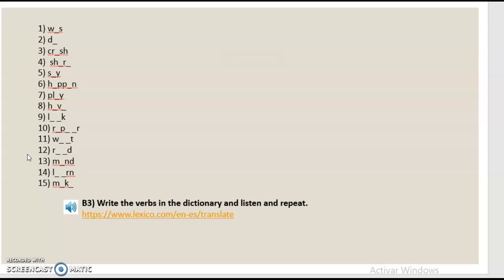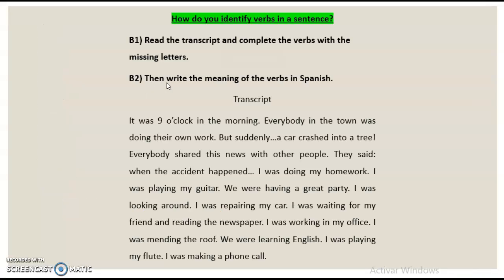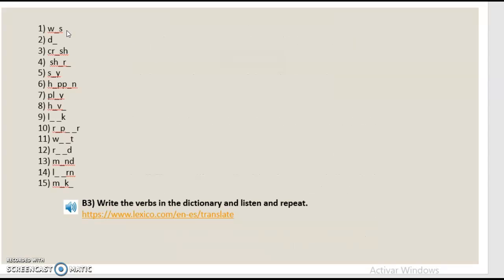Now complete this verse with the missing letters. B2. Then write the meaning of the verbs in Spanish. Number 1 is was. So what's the meaning of was? Now write the verbs in the dictionary and listen and repeat. Write them and practice pronunciation.